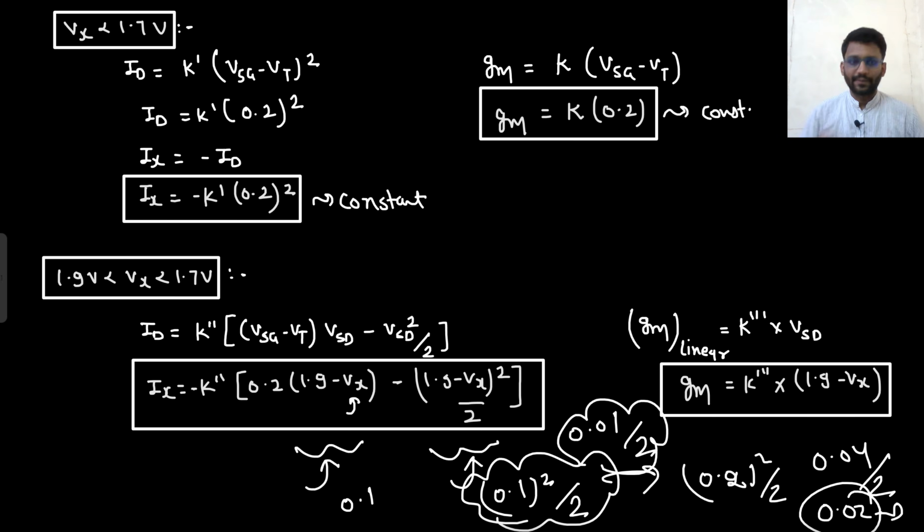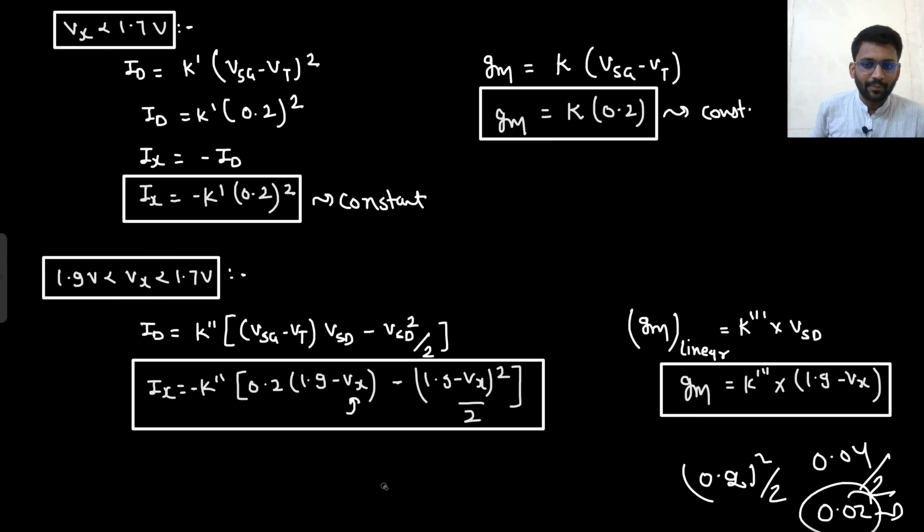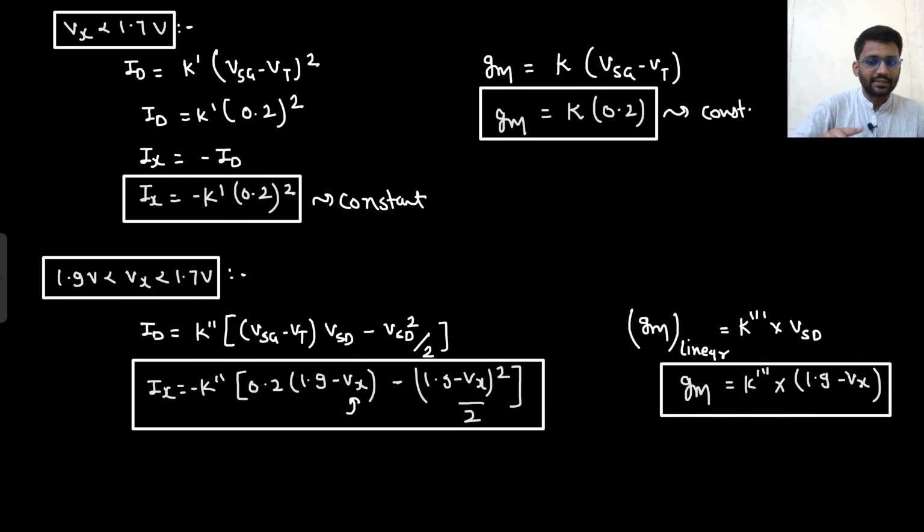You can ignore this factor. Here, this particular value is very less. For the range 1.7 to 1.9, you can simply ignore this factor. That's it. If you simply ignore this factor, what happens? If your Vx increases, the current magnitude decreases. The magnitude of current decreases, but since there is a negative direction, a negative sign, it will go like this.